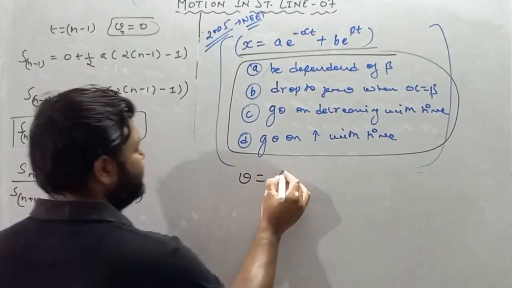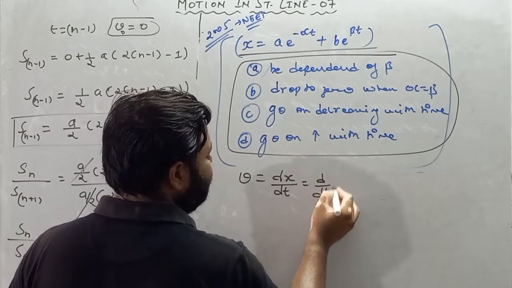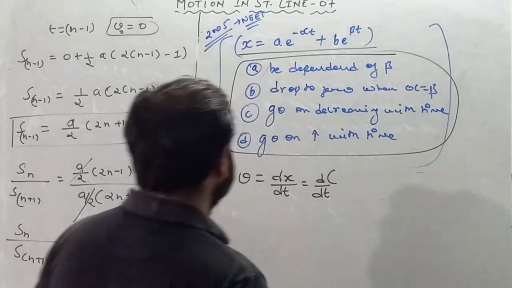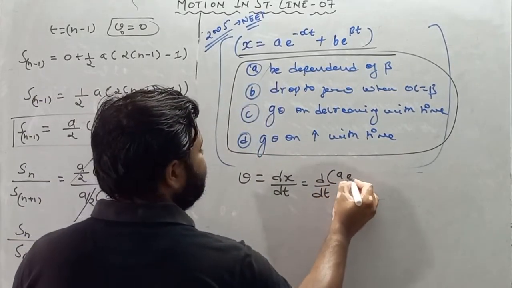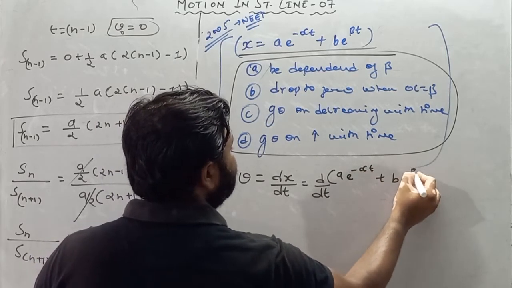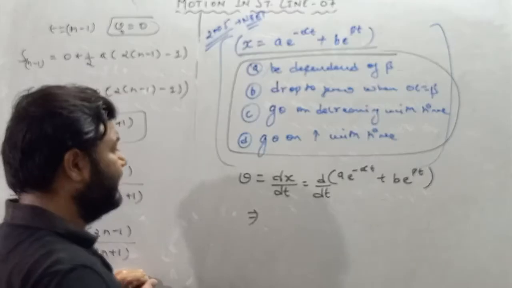We know that velocity is nothing but change in position with respect to time, or we can say differentiation of displacement with respect to time. So the equation of displacement is a e raised to the power minus alpha t plus b e raised to the power beta t. This is a new concept of differentiation, my dear students.